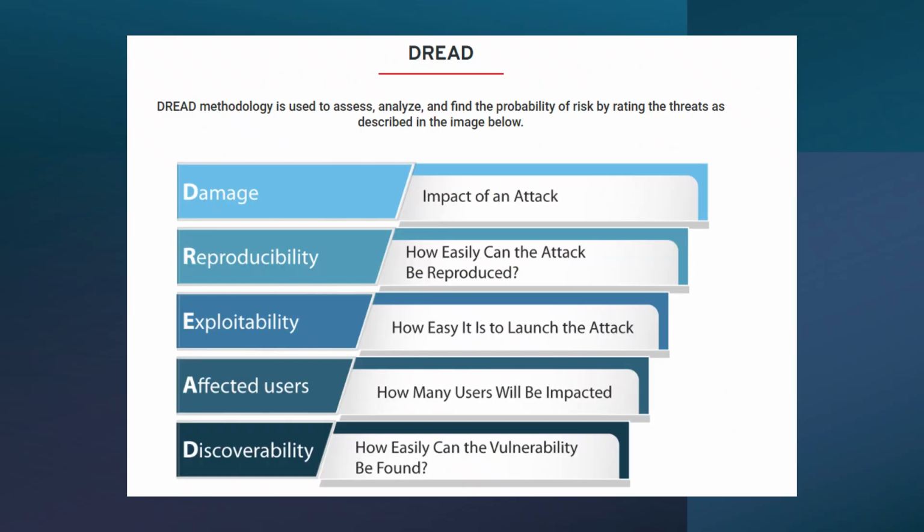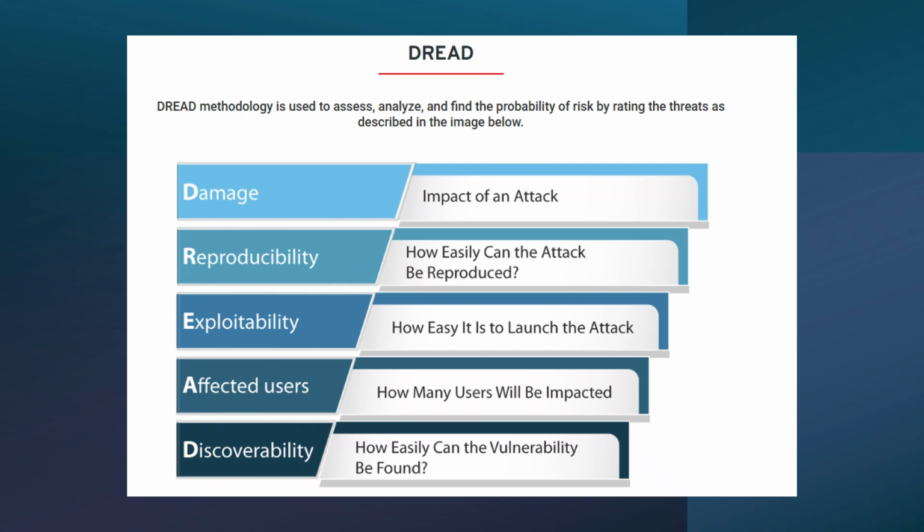The DREAD methodology is a structured approach for assessing and prioritizing security threats by assigning a score to 5 key factors: damage potential, severity of the impact if exploited; reproducibility, ease with which the attack can be repeated; exploitability, which is the effort or skill required to exploit the vulnerability; affected users, which refers to the percentage of users or systems impacted; and discoverability, which is the likelihood that the vulnerability will be found by attackers.